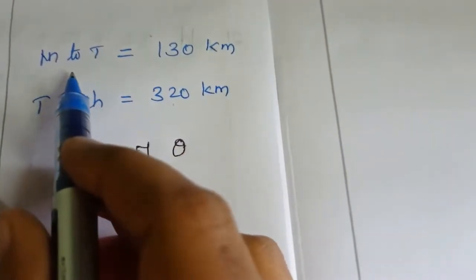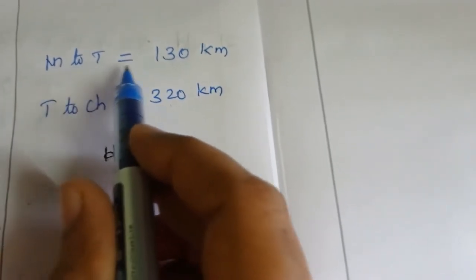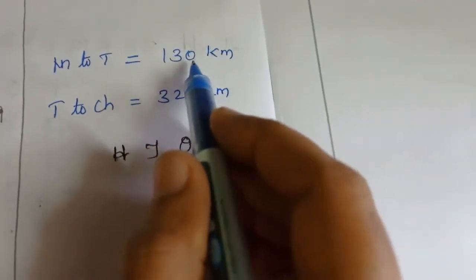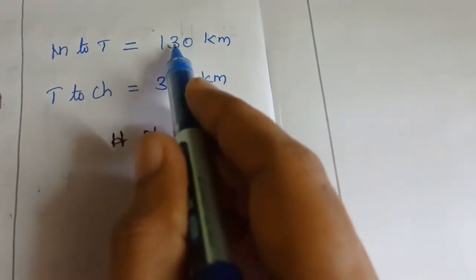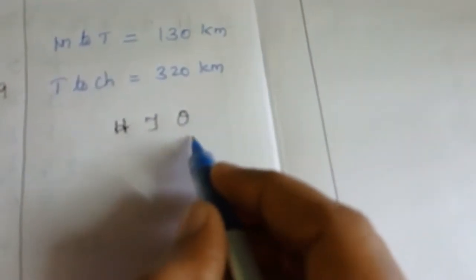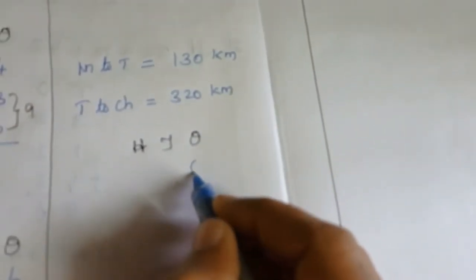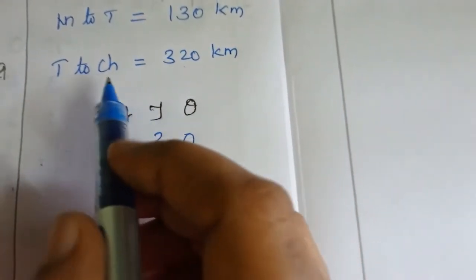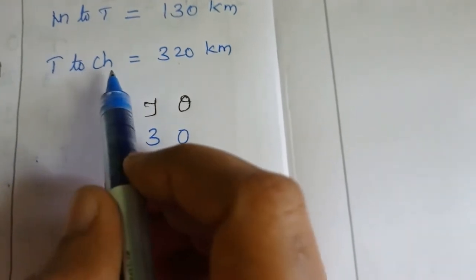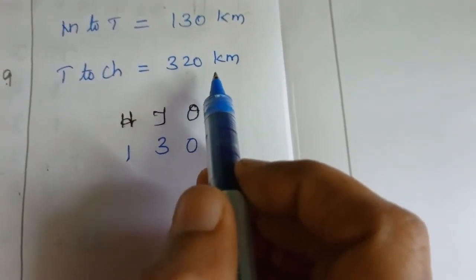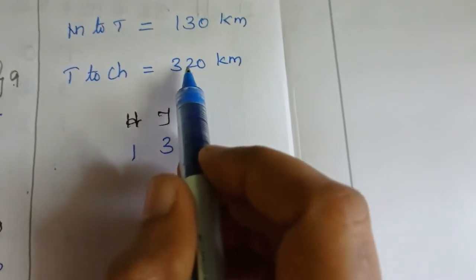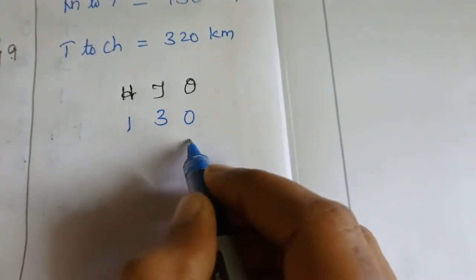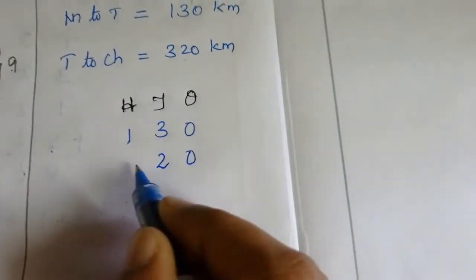First write the distance Sita's cousins travelled from Madurai to Tiruchi, that is 130 kilometers. Here the ones place value is 0, tens place value is 3 and the hundred place value is 1. And from Tiruchi to Chennai is 320 km. Here the ones place value is 0, tens place value is 2 and the hundred place value is 3.